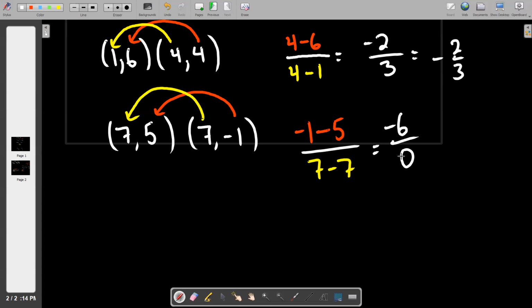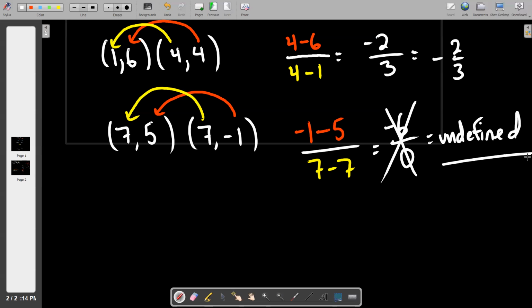Therefore, when this happens and you do your slope formula and the bottom number is 0, your slope is not negative 6 over 0. Your slope is not 0 slope. It is undefined. Remember, we only say 0 when it's sideways.